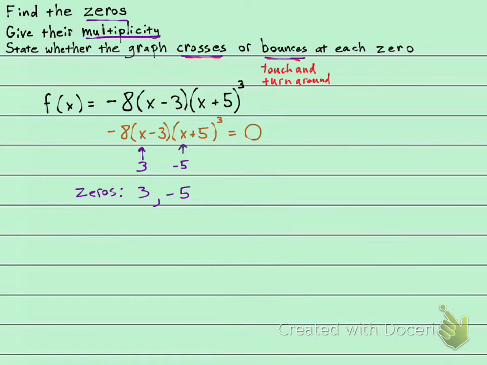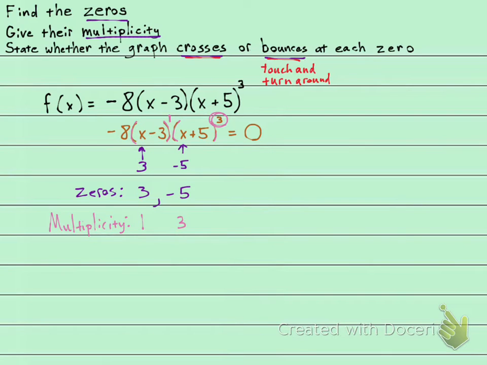Now they want to know the multiplicity of each zero. We need to see how many times this factor happens. Right here, this factor only happens once. So the multiplicity of 3 is 1. Right here, this factor happens 3 times. So the multiplicity of -5 is 3.